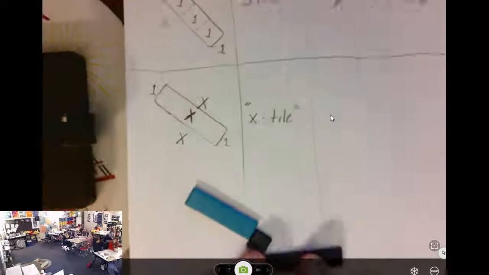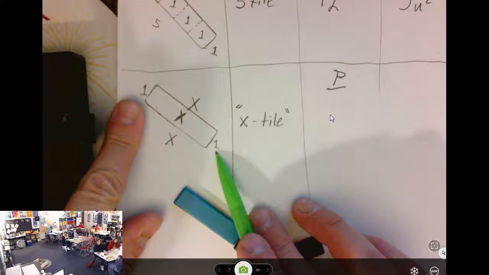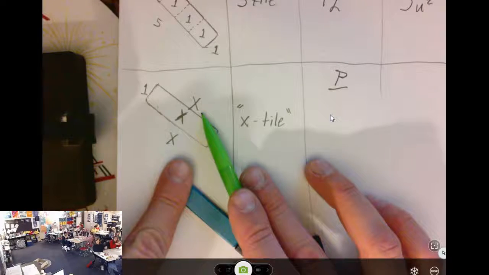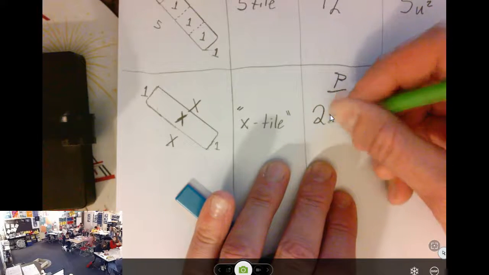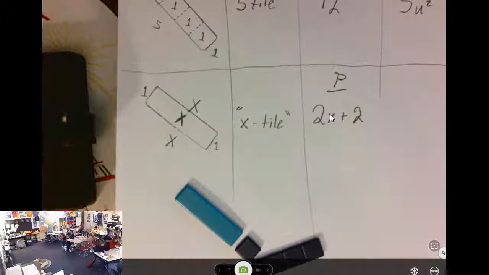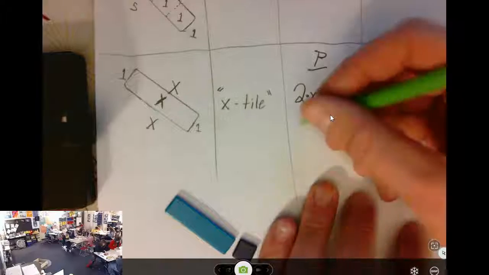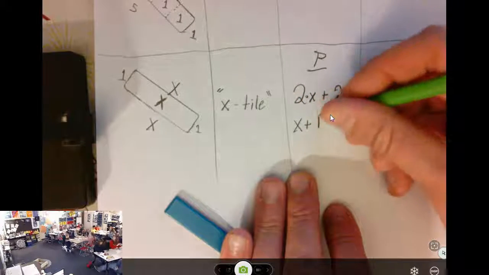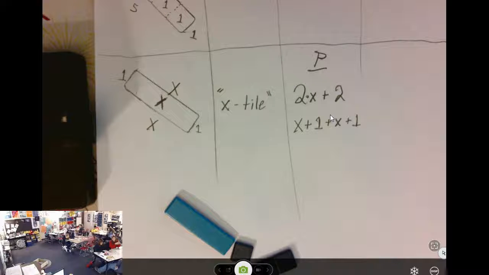So our perimeter here is going to be what? Eva says from the ends we have 2, and from the top and bottom we have 2 X's. Now, mathematically, we'd rather write the variable value first. So our perimeter is 2 times X plus 2. It might help you to write this out as X plus 1 plus X plus 1. That's 2X plus 2. It would not be 4X.